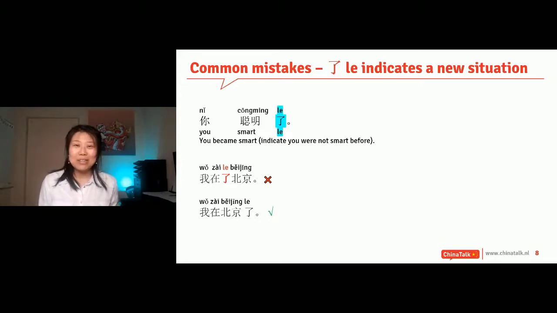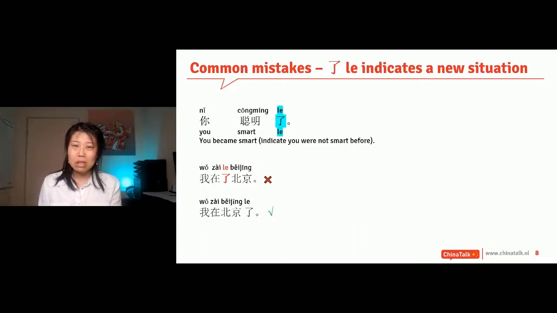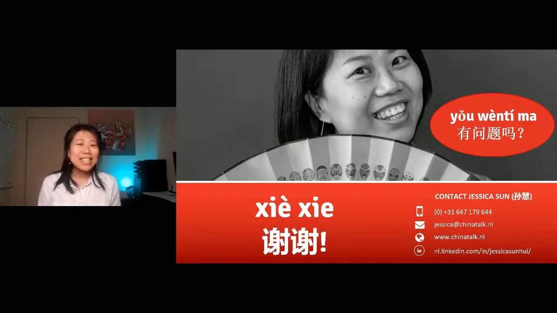Indicate a new situation. So the key word today is: do you want to indicate a new situation? Then 了. If you don't want to indicate this new situation, like we said about giving comments, then don't use 了. Okay. Thank you for watching.